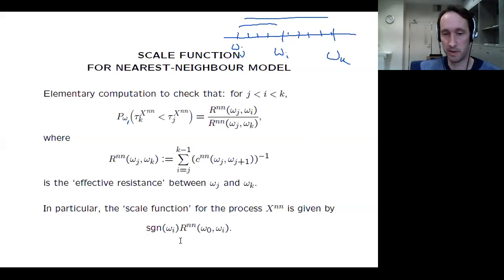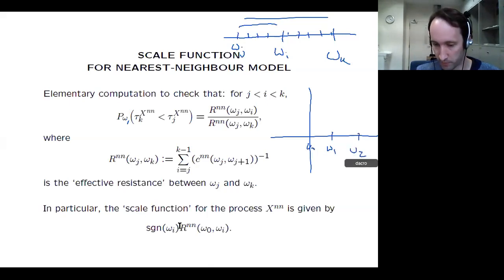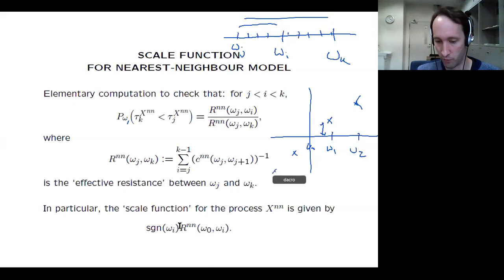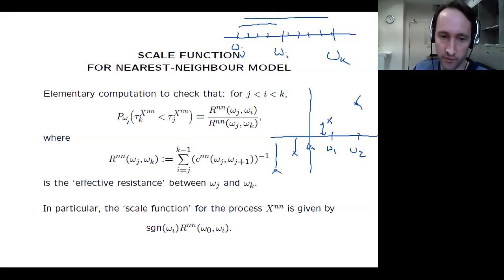To give us the right increments, we're going to give this a sign. So if we have the points here, omega 0, omega 1, omega 2 or something, we're going to call the scale function just the resistance distance from the origin here. And on the negative side, we want to make this negative, to give us an increasing function, so that in particular the increment between omega i and omega j always gives the effective resistance between them. Okay, so that's the natural scale function.